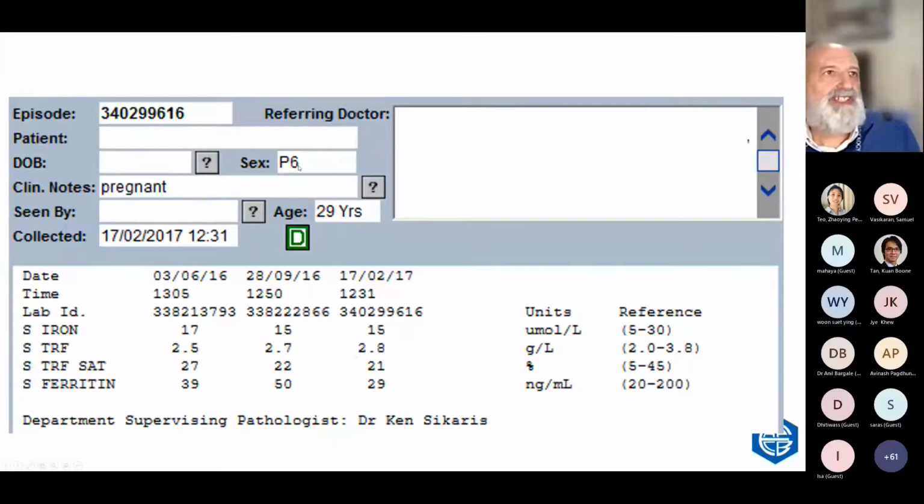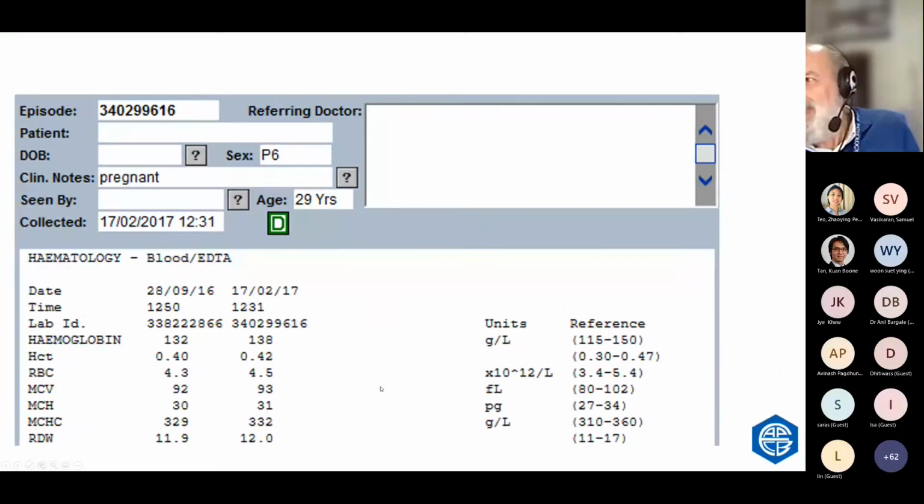Now here's a 6-week pregnant woman who's got normal iron studies. We use a cutoff of 20 in pregnancy rather than 30, because we know that iron falls in pregnancy. So everything looks okay. The transferrin's not high, the saturation's not high, the ferritin's not high, and her hemoglobin at 6 weeks is all fine.